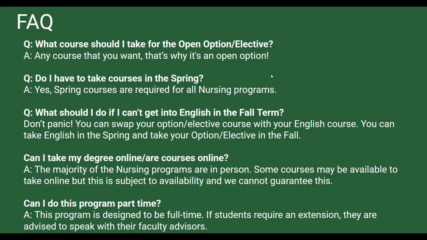What should I do if I can't get into English in the fall term? Don't panic. You can swap your option or elective course with your English course. So how you can do this is you can take English in the spring and then take your option/elective in the fall semester.